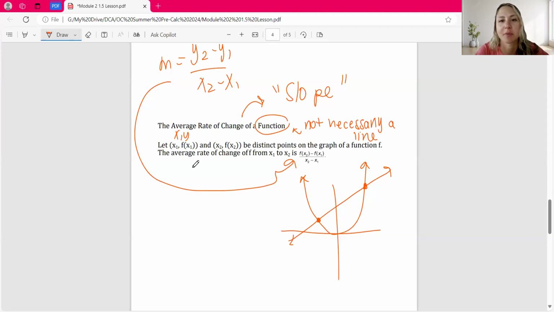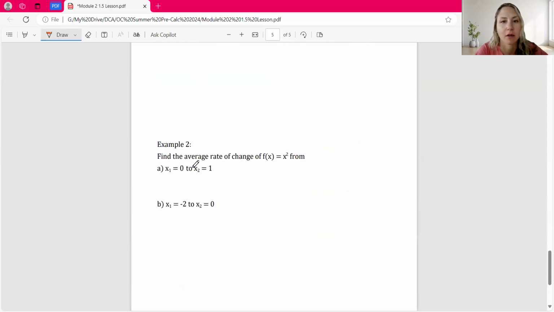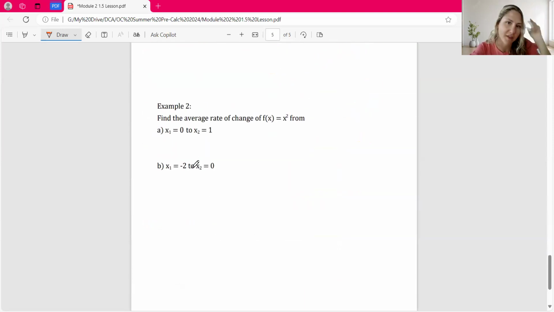Here's example 2. It says find the average rate of change of f of x equals x squared from x1 equals 0 to x2 equals 1. So notice they give you x values. Average rate of change is still slope, so I still need to find the y values. I still need points, so I like to set up points. I have 0 comma something, I don't know what the y is, and then 1 comma something, I don't know what the y is.